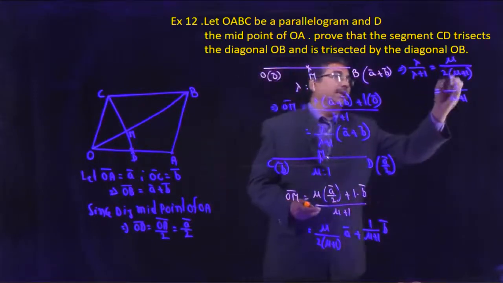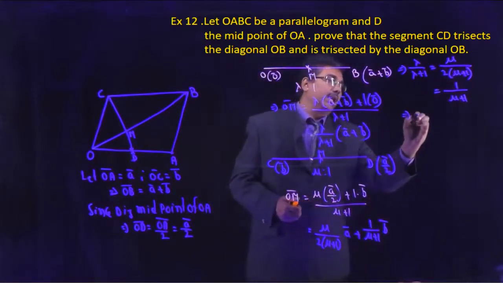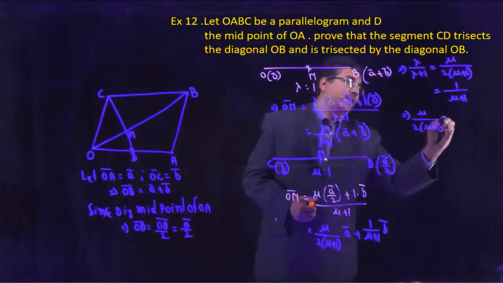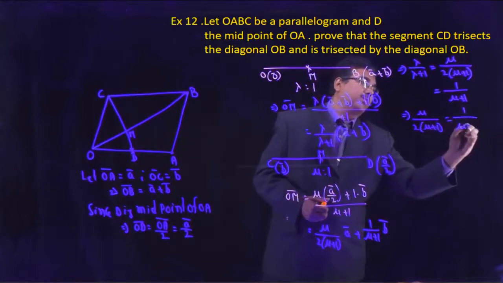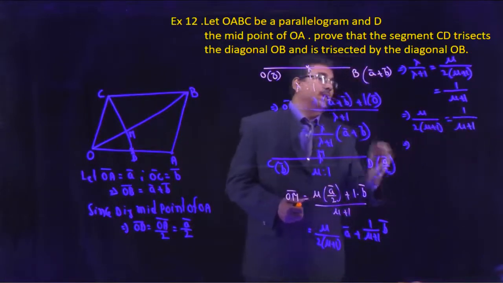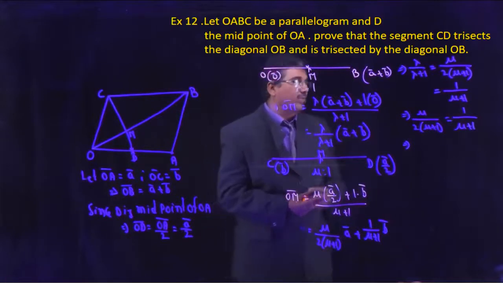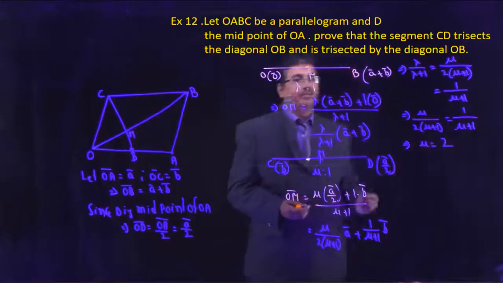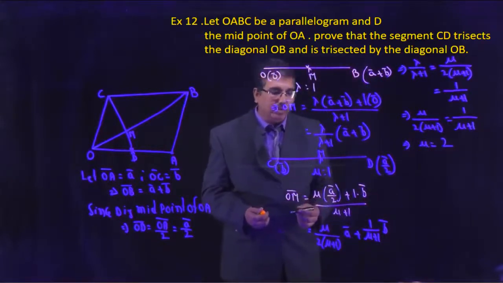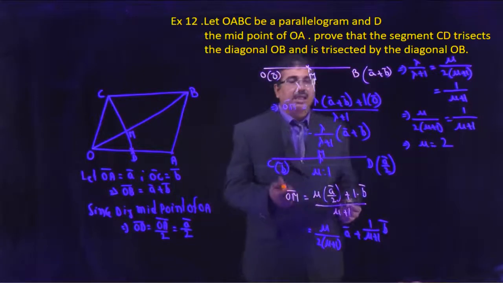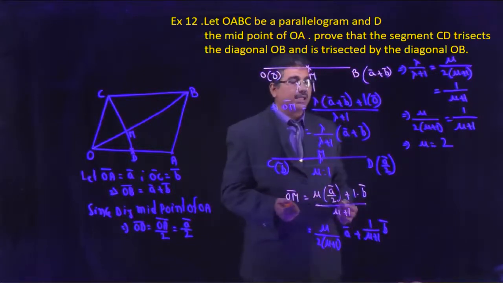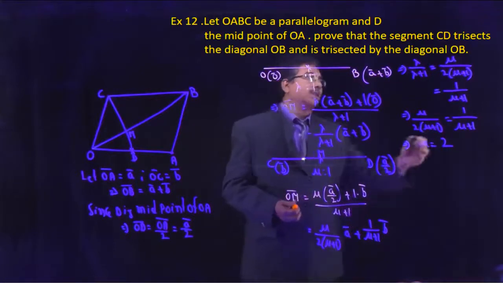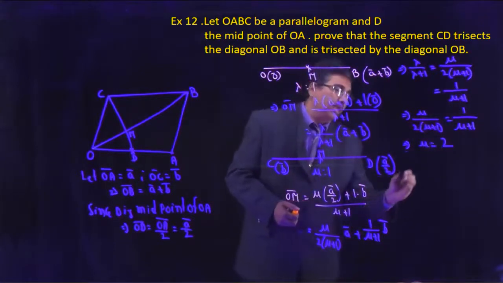Now equating these two, mu by 2 times mu plus 1 is equal to 1 by mu plus 1, right? That implies mu plus 1 gets cancelled. That implies mu is equal to 2. It means that M divides CD in the ratio 2:1, right? Now substitute the value of mu in this.